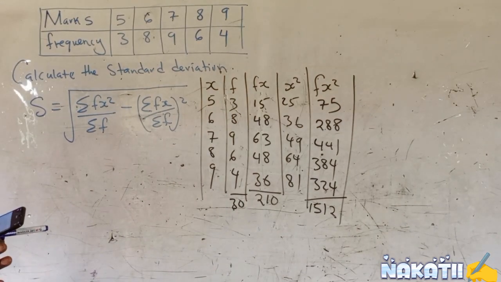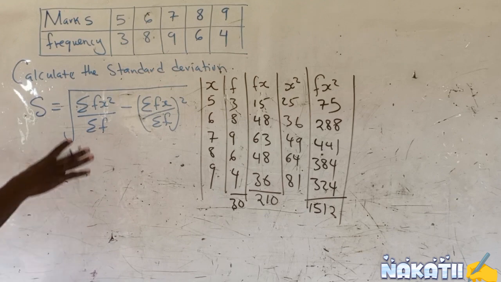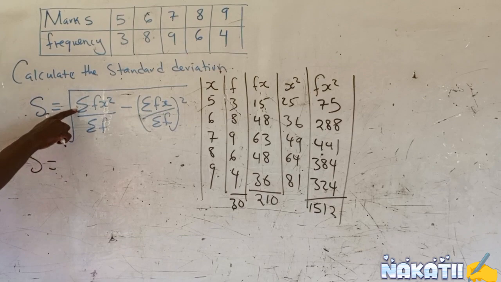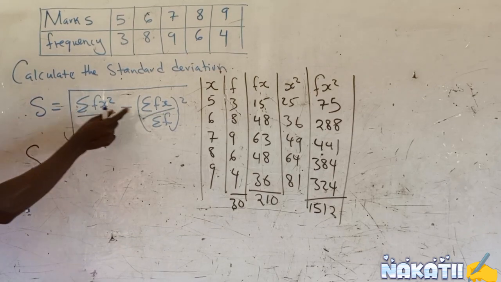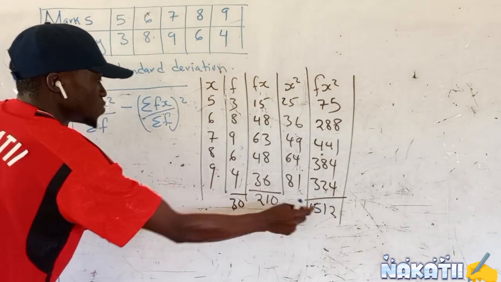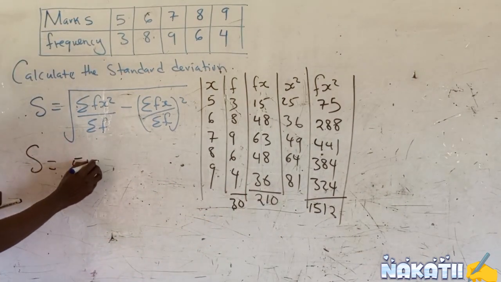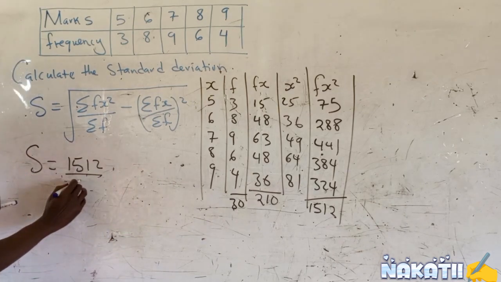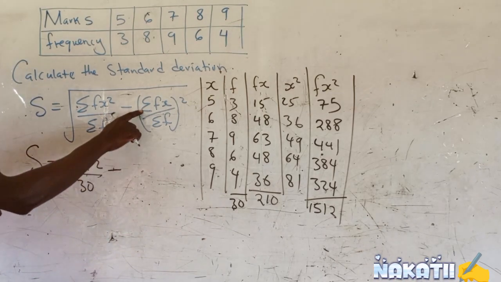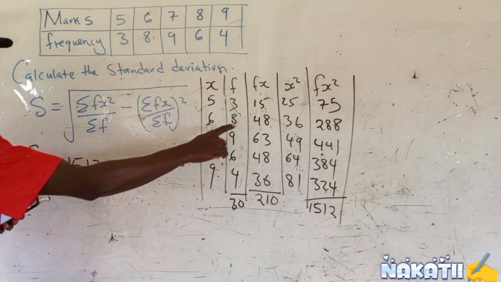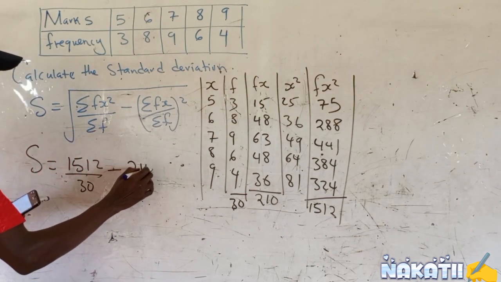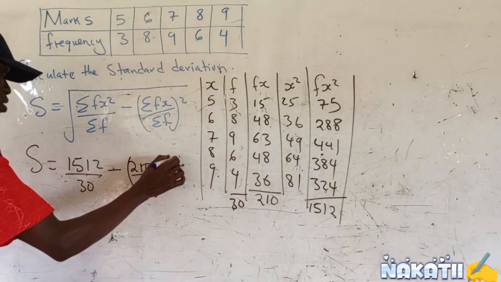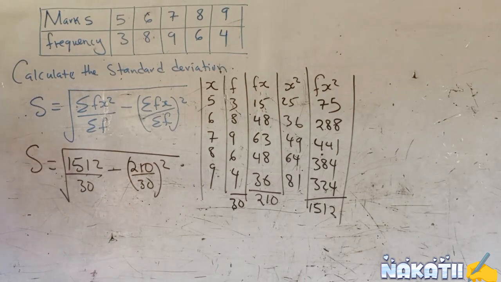So going back to our formula, this is what you need. Standard deviation is going to be summation of this column. So you check this column here, which is 1512. We're going to have 1512 divided by summation of f. f is 30. Then minus summation of this column. This column is fx, which is 210. We divide by summation of f, which is 30. Then you're supposed to square this one. Then we square root everything. That is how we do it.